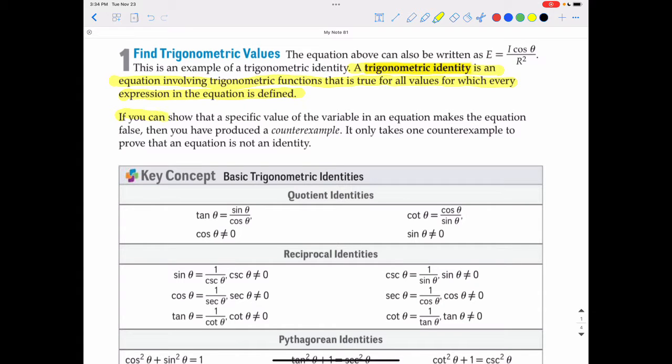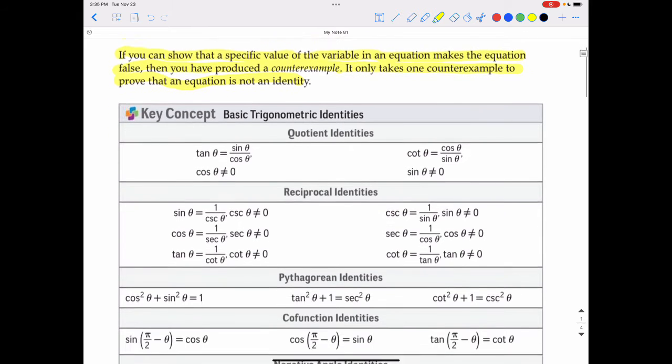If you can show that a specific value of the variable of an equation makes an equation false, then you have produced a counterexample. It only takes one counterexample to prove that an equation is not an identity. So all of these are true with the exception of where you see the sine or the cosine of some function equals 0, and those are usually in situations where there is a denominator that, of course, cannot equal 0.